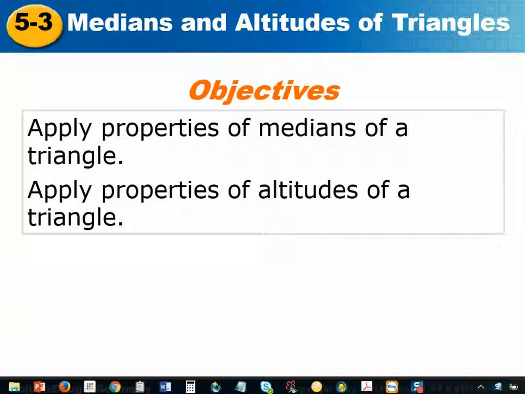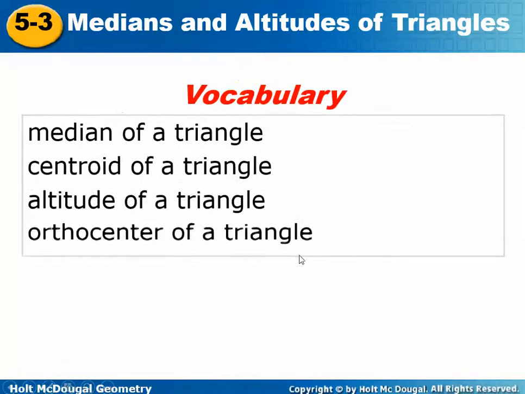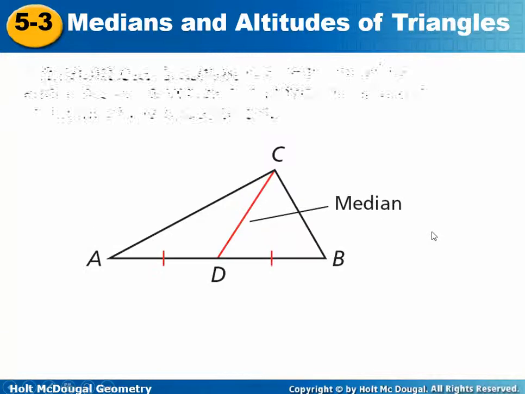Hello, this is Ms. DB, and today we're going to continue with Chapter 5 and go over Section 3 on medians and altitudes of triangles. If you remember from the last couple sections, we've already discussed what happens when the perpendicular bisectors intersect and the angle bisectors intersect. You get the circumcenter or the incenter. Today we're going to look at a couple other things you can do to triangles, and that is the medians and the altitudes. We're going to see what happens when you make the medians and the altitudes of a triangle and see where they intersect. Median of a triangle and centroid go together, and altitude and orthocenter go together.